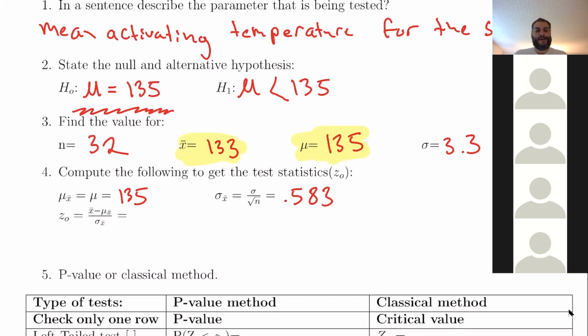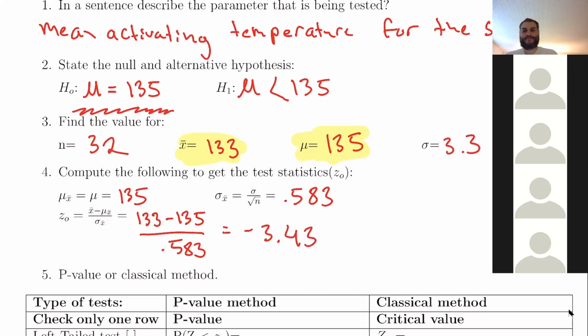So let's calculate the z-value, and then we're going to double check it with our calculator. For the z-value, we're going to say X bar, which is 133, minus the mean, which is 135, divided by 0.583. Let me work that out. So 133 minus 135 gives you a -2, divided by 0.583, which gives you negative 3.43. All right, so we get a z-score of negative 3.43.